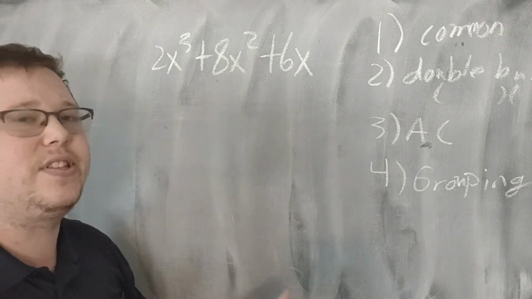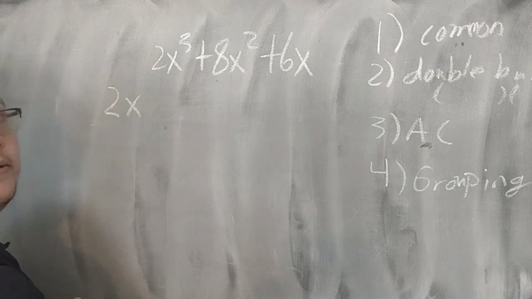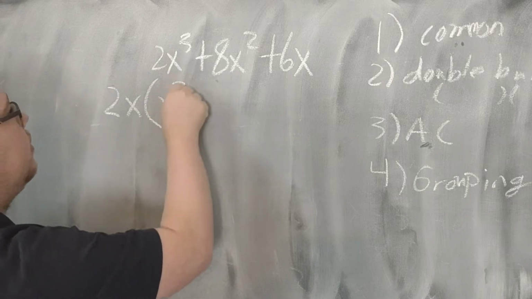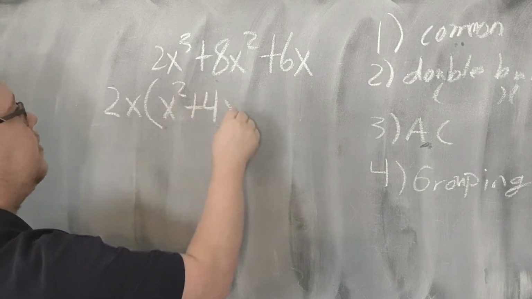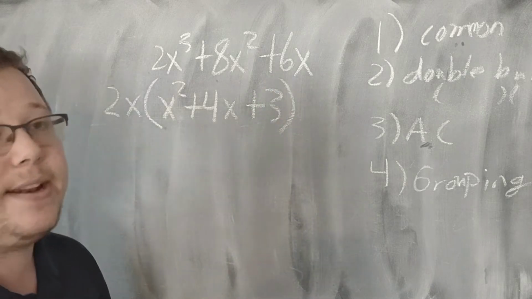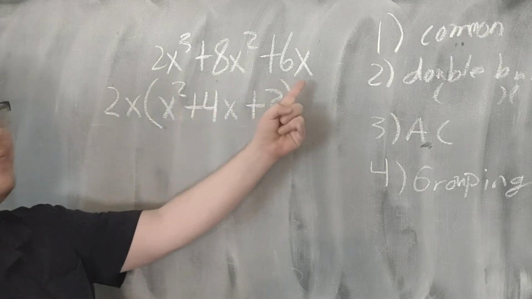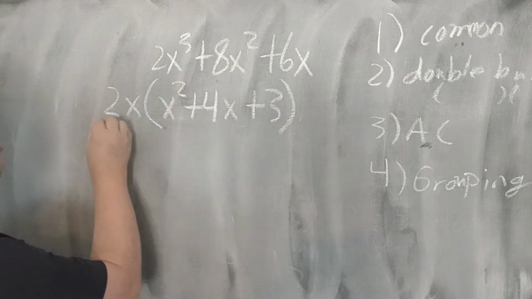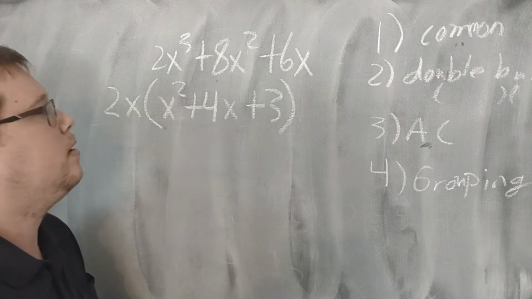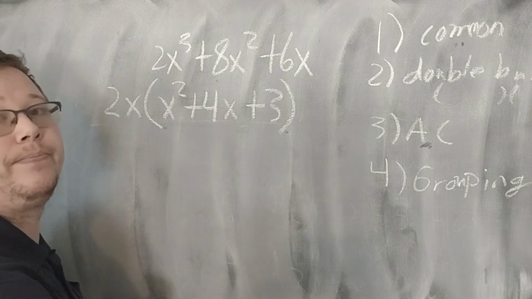So before I even start, I'm going to immediately pull out a 2x. And I'm left with x squared plus 4x plus 3. So that is a lot easier to factor than that. All we have to do now is just ignore this 2x. It's there, but we don't have to worry about it. Instead, all we have to think of is how would we factor that portion.